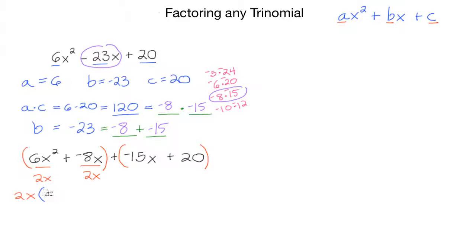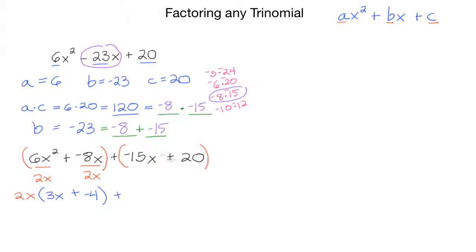6 divided by 2 is 3. X squared divided by x is x. Plus negative 8 divided by 2 is negative 4. And x divided by x is just 1. Still have my plus sign here, but now let's see what I have in common greatest common factor for my second group. Negative 15 and 20.